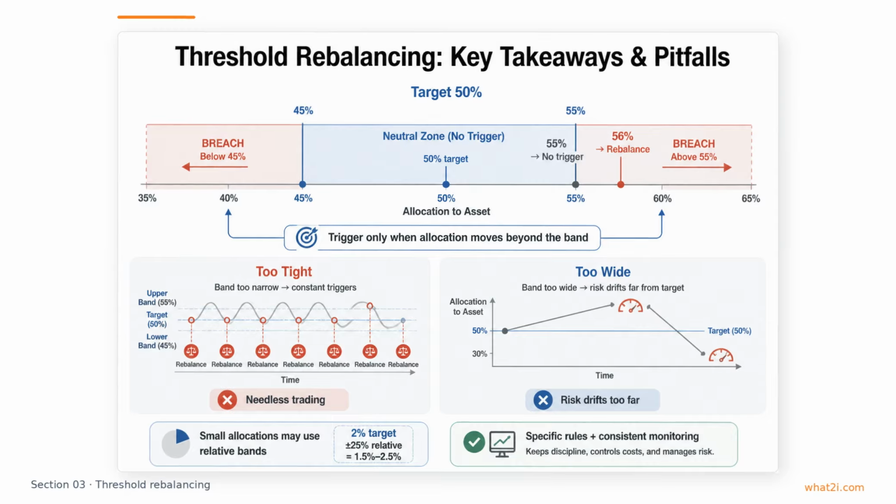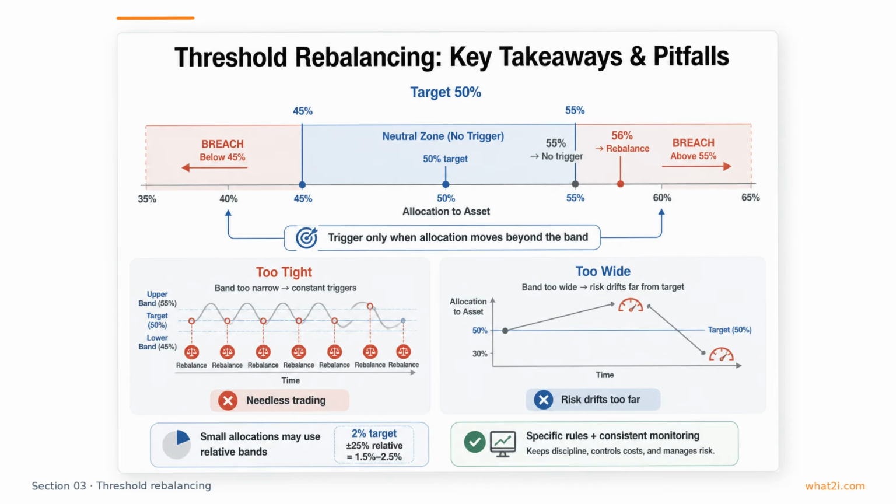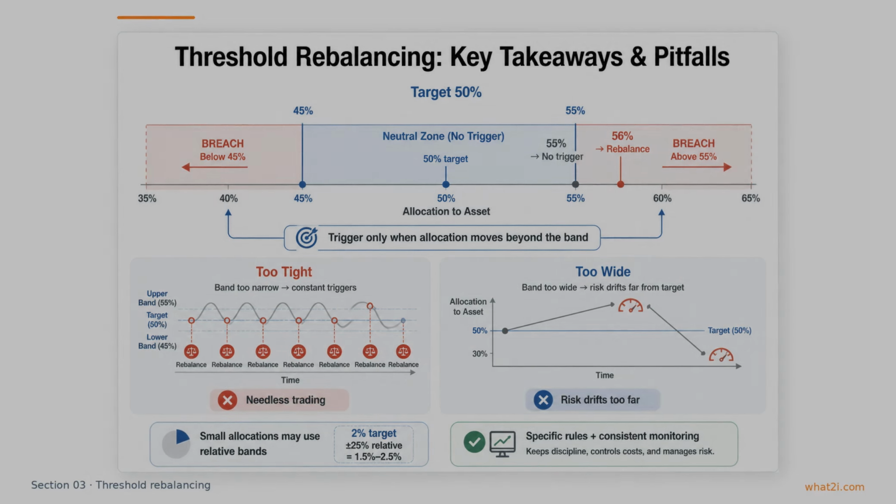If bands are too tight, the portfolio may generate frequent low-value trades. If bands are too wide, risk can drift farther than the investor intended. Relative bands may be especially useful for smaller allocations where a fixed point threshold can be too loose. Good threshold rules strike a balance between control and practicality.